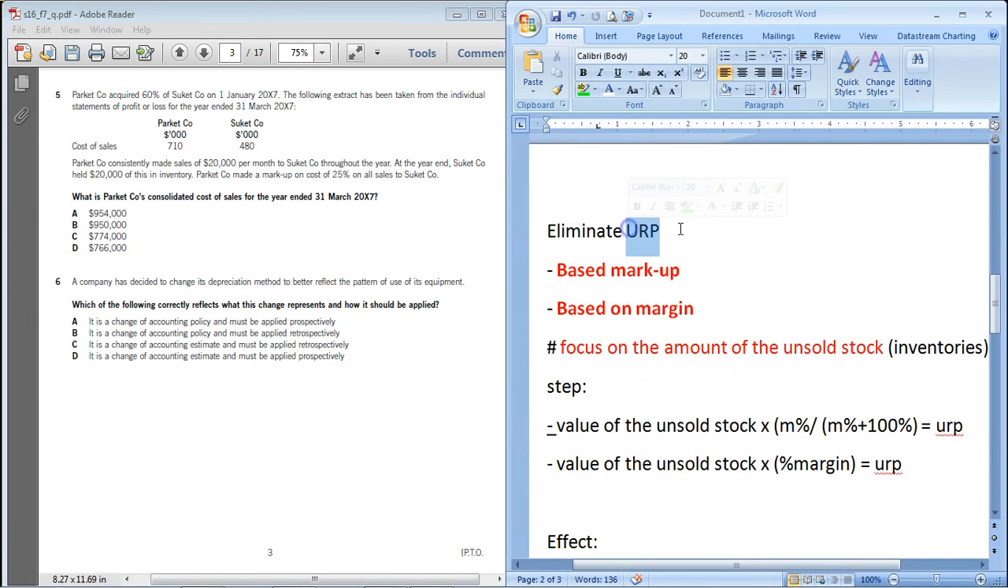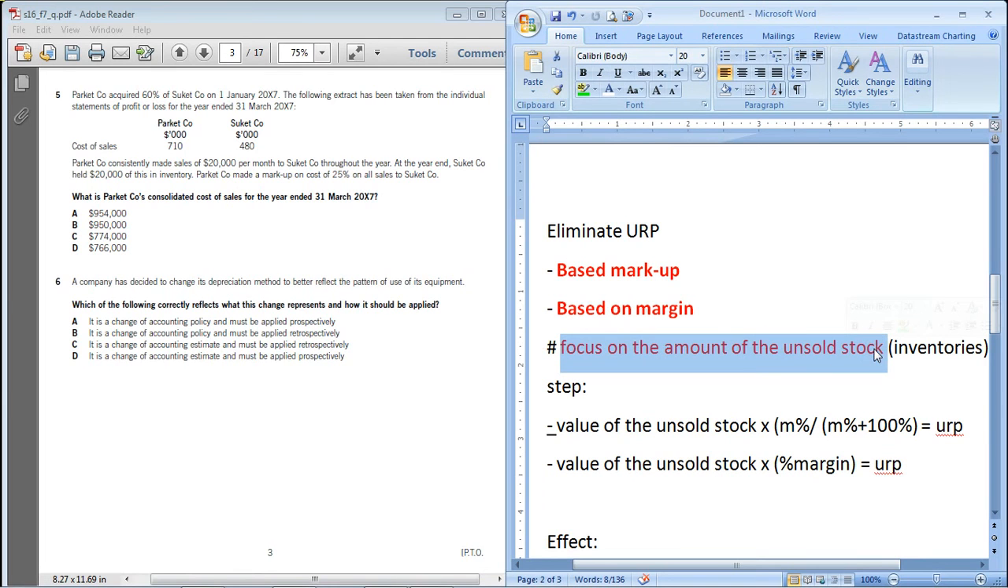What is URP all about? It is unrealized profit. And what is unrealized profit? You are focusing on the amount of the unsold stocks, either in the subsidiaries' position or the parent's position. I give an example. Parent sold 10,000 to subsidiaries just now, and at the end of the year, subsidiaries still hold stocks, maybe a balance of around 4,000. So you have to calculate the URP for the unsold stocks only. Don't worry, the question will give you the amount of the unsold stocks. You cannot make assumptions here.